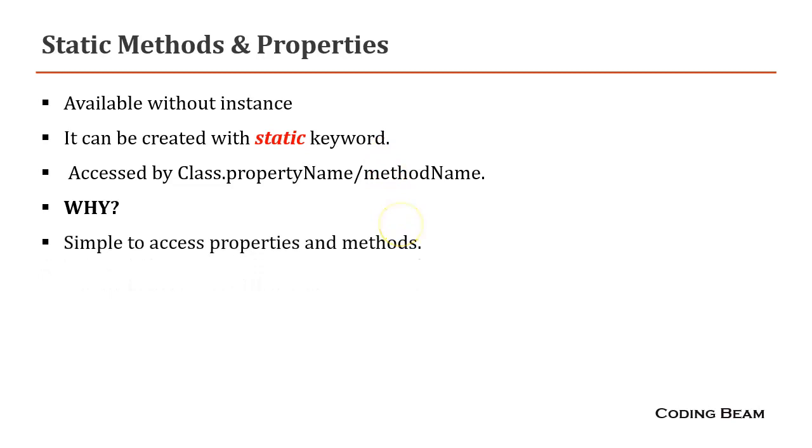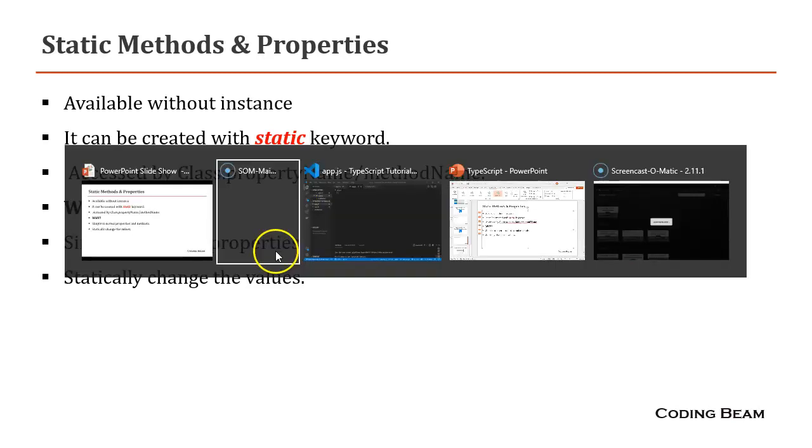But why do we need these static methods and properties? Because they are very simple to access, as we don't need an instance, and they can statically change the values without an instance. So it belongs to the class and not to an instance object which we create for the class. Now we will see an example of static methods and properties.